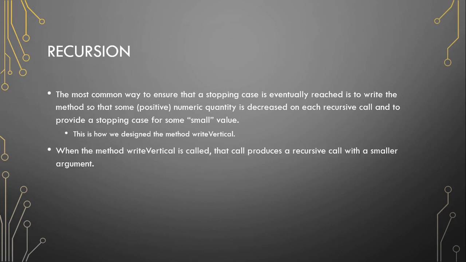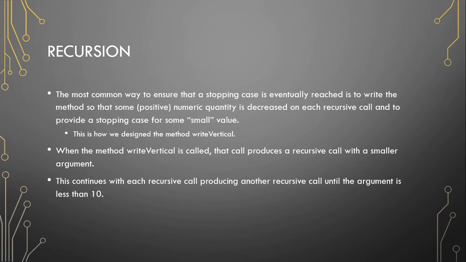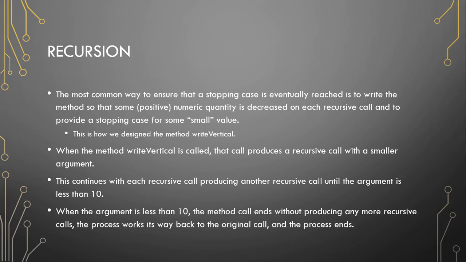Now, with the method right vertical, when we call that, the call produces a recursive call with a smaller argument. Because remember, for example, we did 1, 2, 3, 4. The next time we did 1, 2, 3, then 12, and then just 1. This continues with each recursive call producing another recursive call until the argument is less than 10. When the argument is less than 10, the method call ends without producing any more recursive calls, and the process works its way back to the original call, and the process ends.